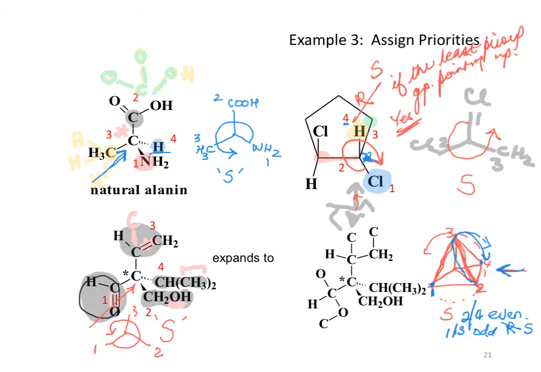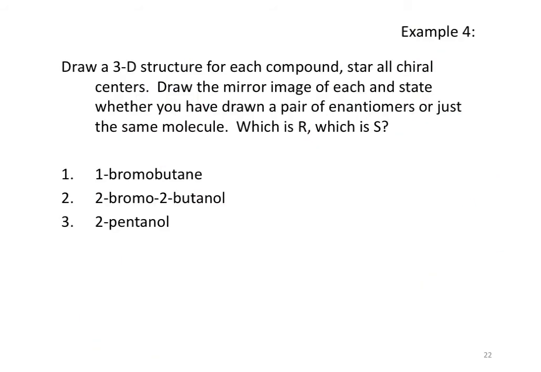All right. In the next couple slides, we are going to practice this so we can master it. So the question here is, draw a three-dimensional structure for each compound, put an asterisk on all the chiral centers. So 1-bromobutane, that's 1-bromobutane. Notice that's what you have. So do you think that this will have a chirality center? Absolutely not. There is no R or S because there is no chirality center.